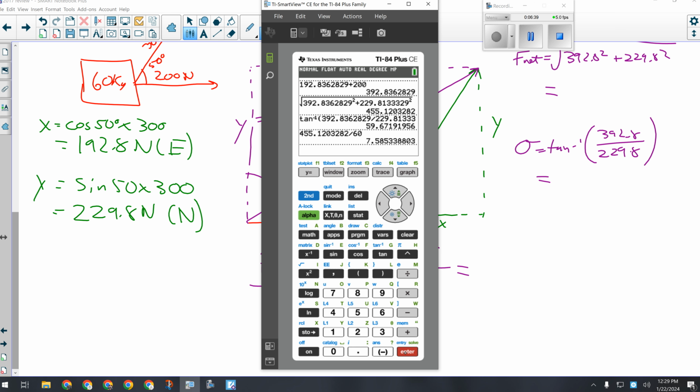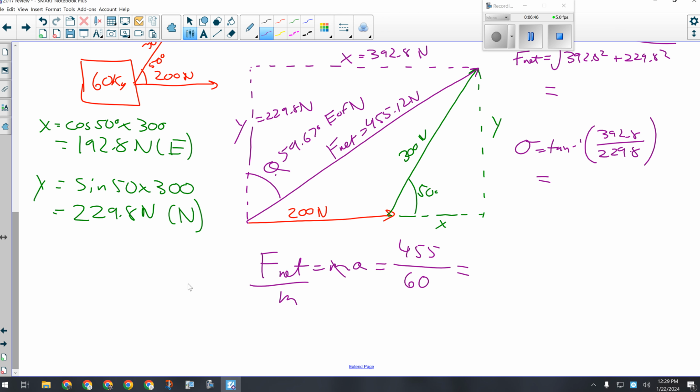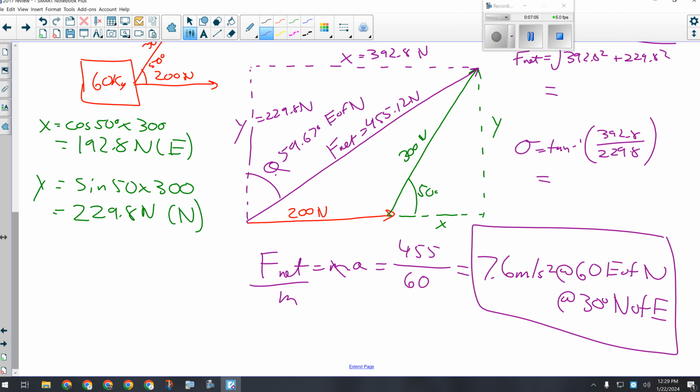Okay, so there's our acceleration. We only have 2 significant digits, so we're looking at 7.6 meters per second squared at 60 degrees east of north, or at 30 degrees north of east, as our final answer.